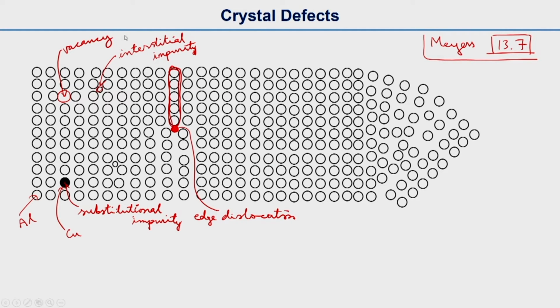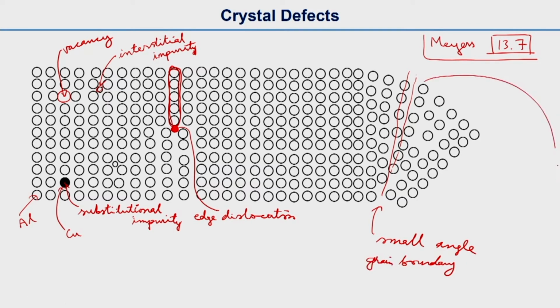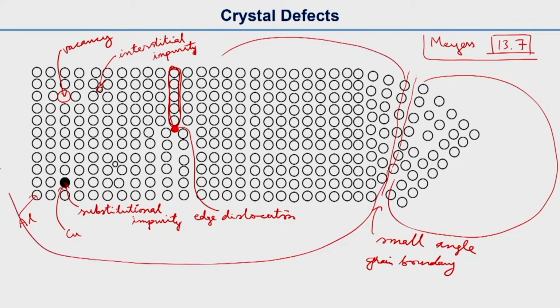And then this part, if you can see, there are some boundaries here. These atoms are not arranged properly, so this is a small angle grain boundary, small angle boundary. That means actually the grain boundary, if you have one more grain in this direction. So this is another, and this is one grain, let's say.